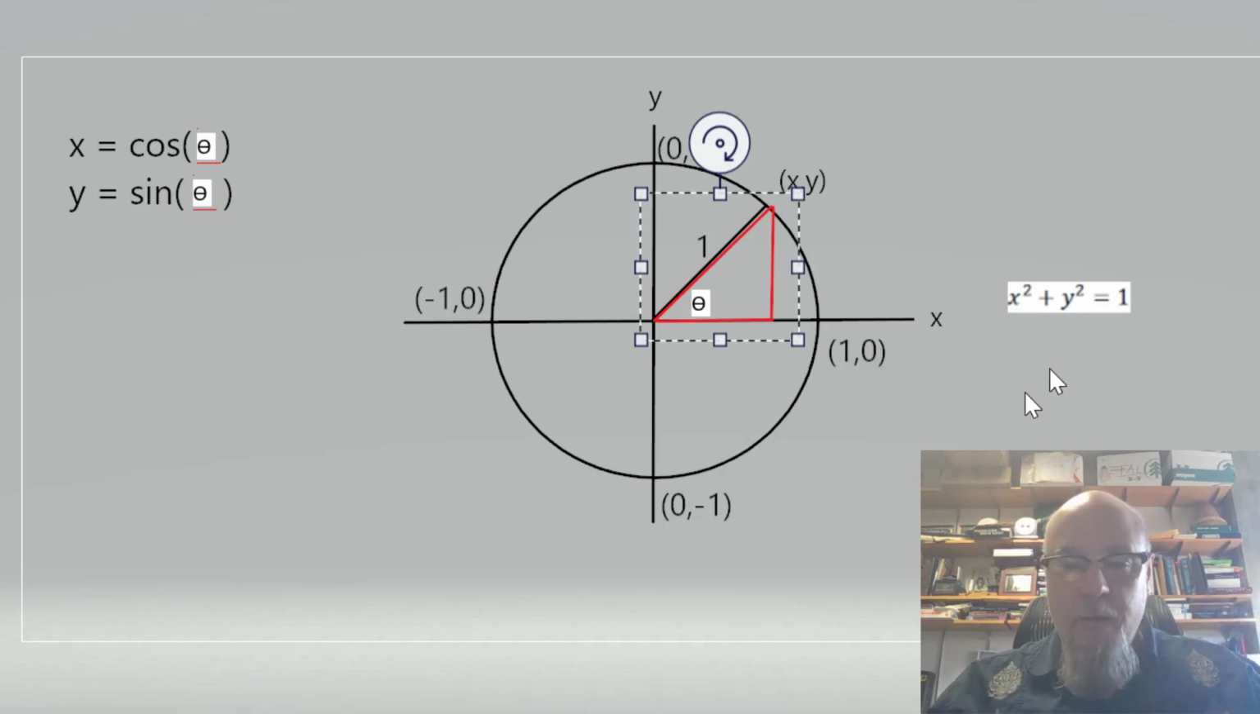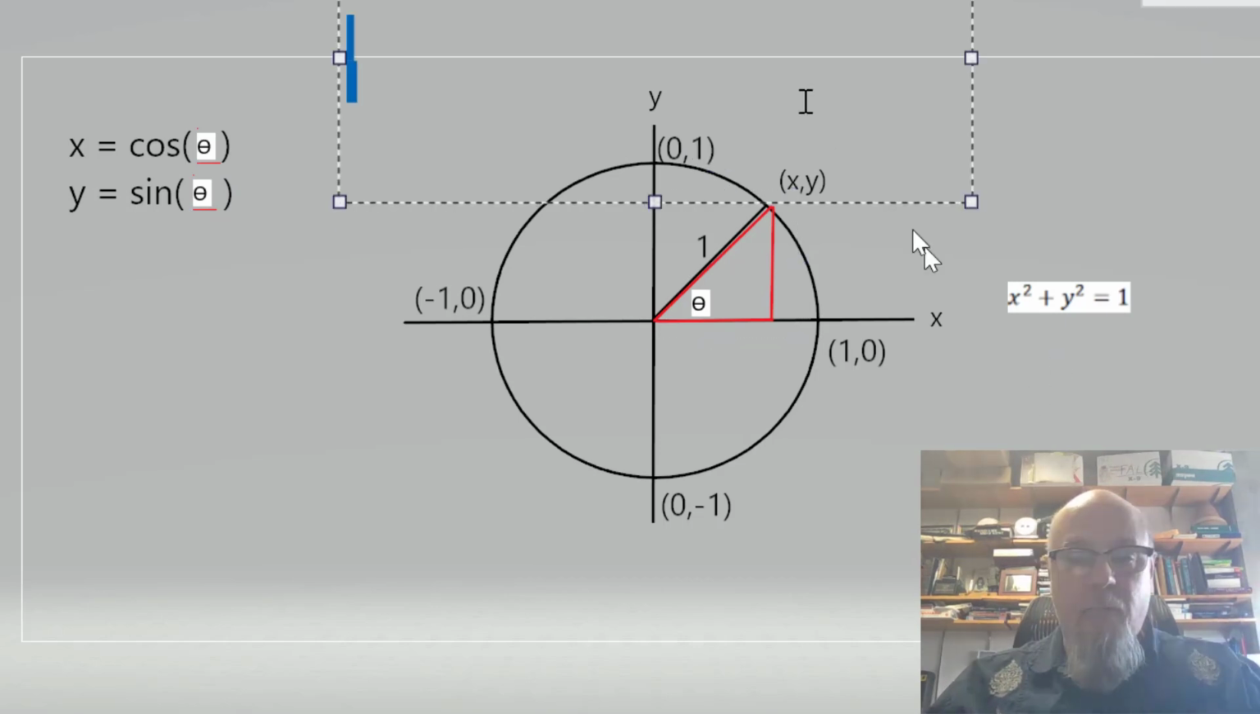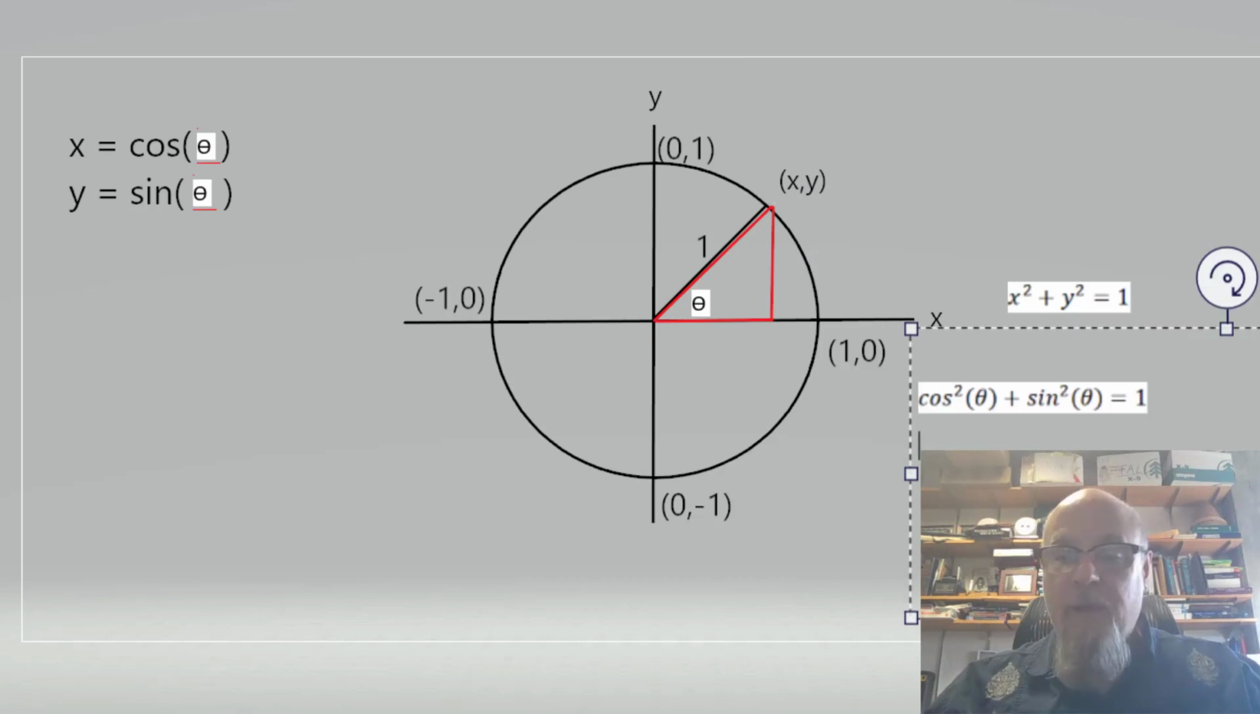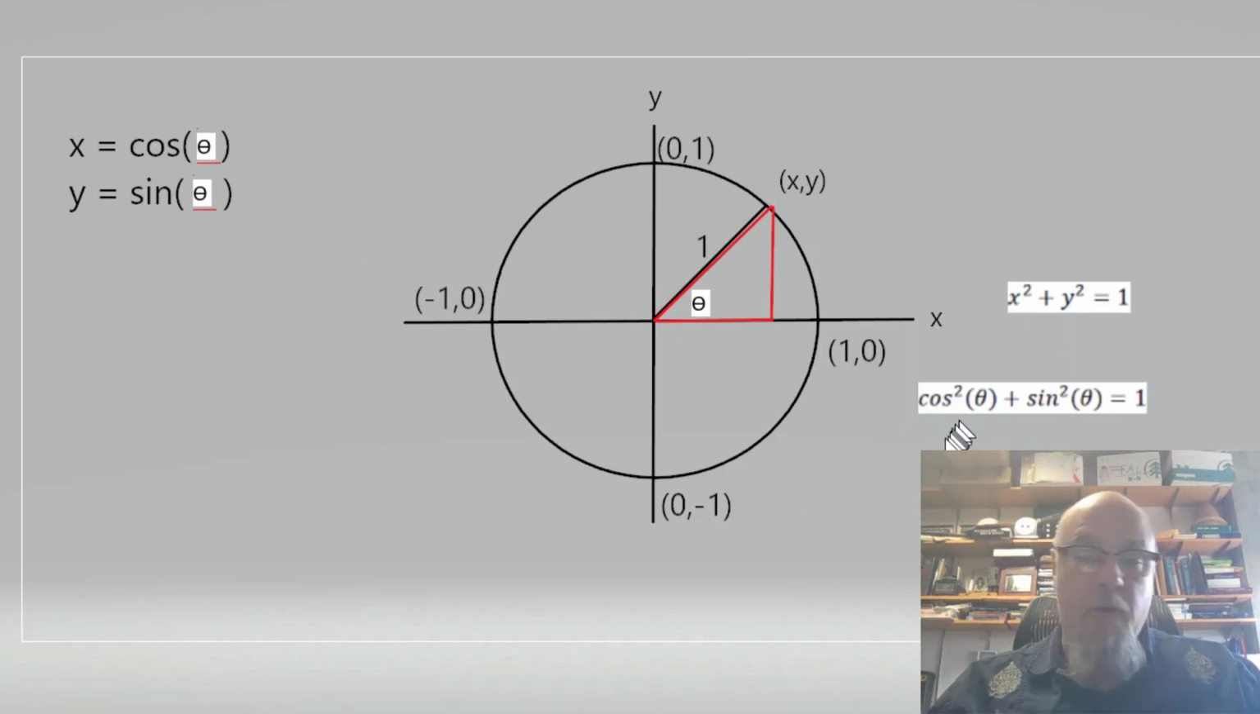Now if I'm going to call x cosine and y sine, and I already know that x squared plus y squared equals 1, well, I can replace the x with cosine, so x squared is cosine squared, the y was sine, so y squared is sine squared, and that's where I get the trig identity, cos squared of theta plus sine squared of theta equals 1. It works for any angle because it works for any point on this circle.